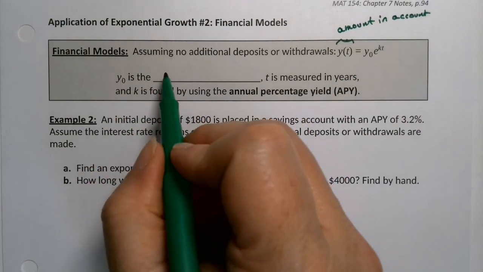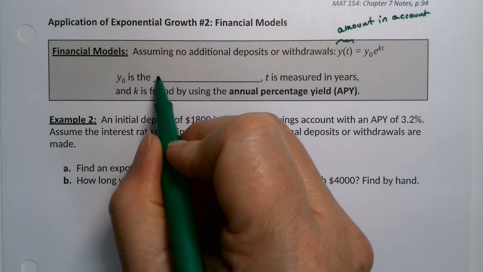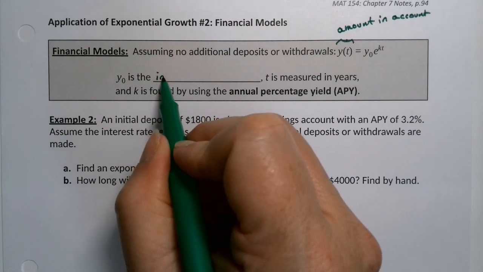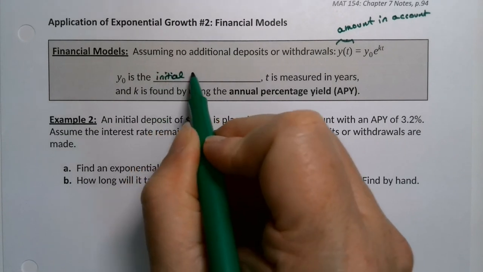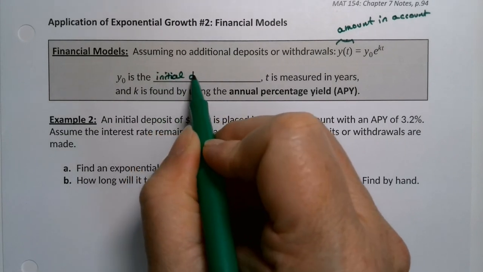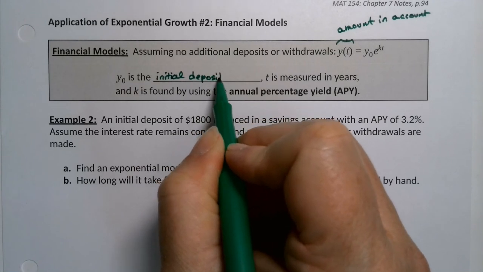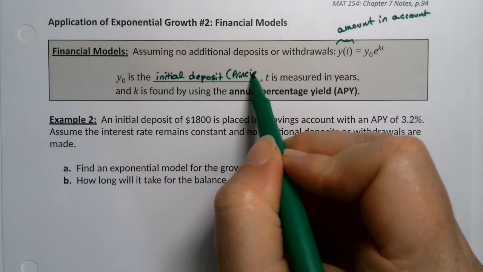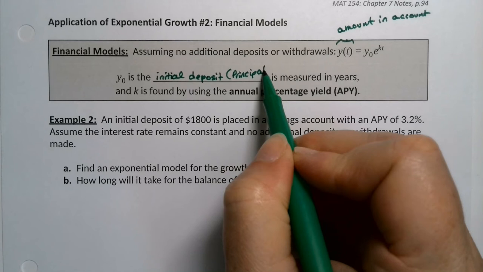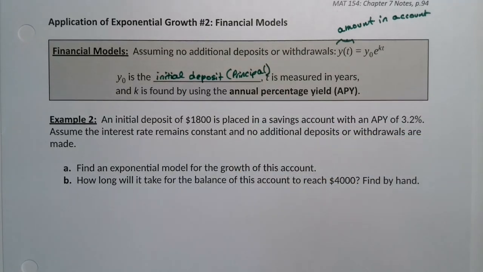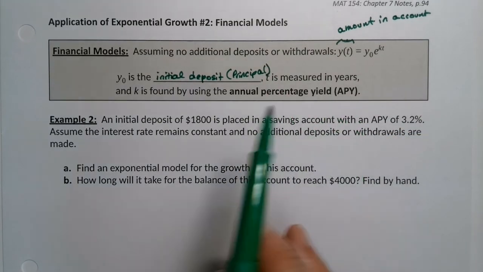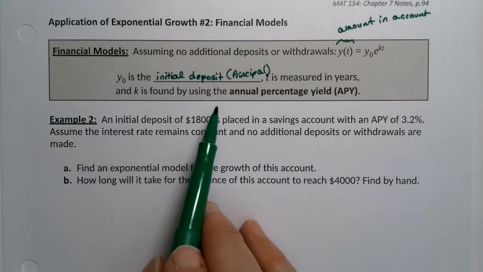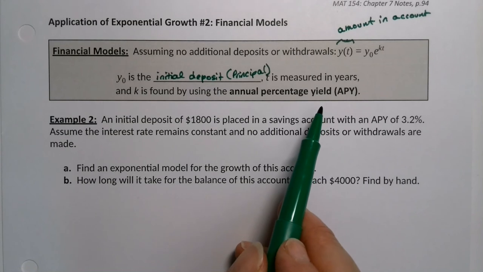Where y0 is called the principal. That's what it's called in financial circles or an economics class or finance class. It's the initial deposit, right? The principal. T is measured in years, and k is found by using the annual percentage yield.